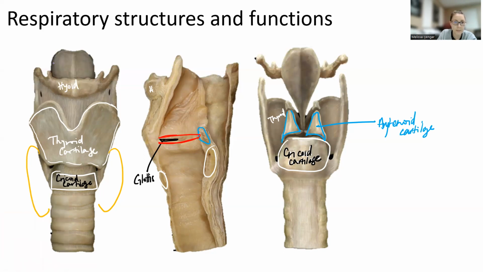And then this big flap in the back that kind of looks like a leaf structure here and here, this is the epiglottis.